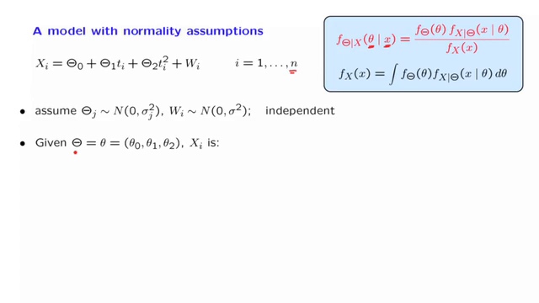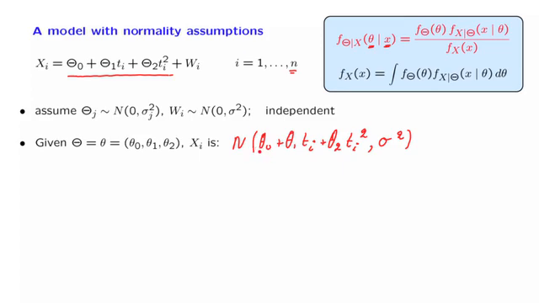Suppose that I tell you the value of the parameters, as here. Then we look at this equation. This quantity is now a constant, and we have a constant plus normal noise, so xi is this normal noise whose mean is shifted by this constant. So xi is going to be a normal random variable with a mean of theta 0 plus theta 1 ti plus theta 2 ti squared, and the variance equal to the variance of wi.